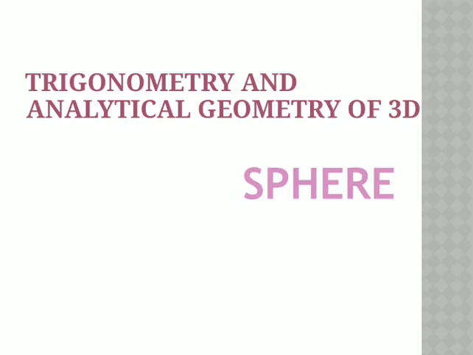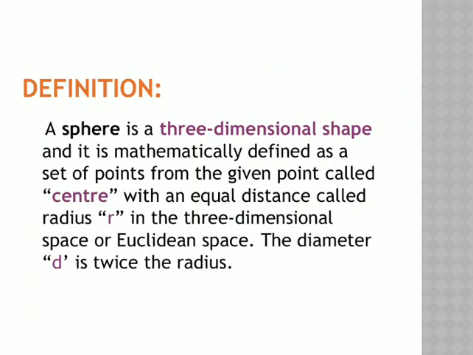Let us discuss the topic sphere in trigonometry and analytical geometry of 3D. First we see the definition of a sphere. A sphere is a three-dimensional space and it is mathematically defined as a set of points from the given point called the center with an equal distance called the radius r in the three-dimensional space or Euclidean space. The diameter d is twice the radius.